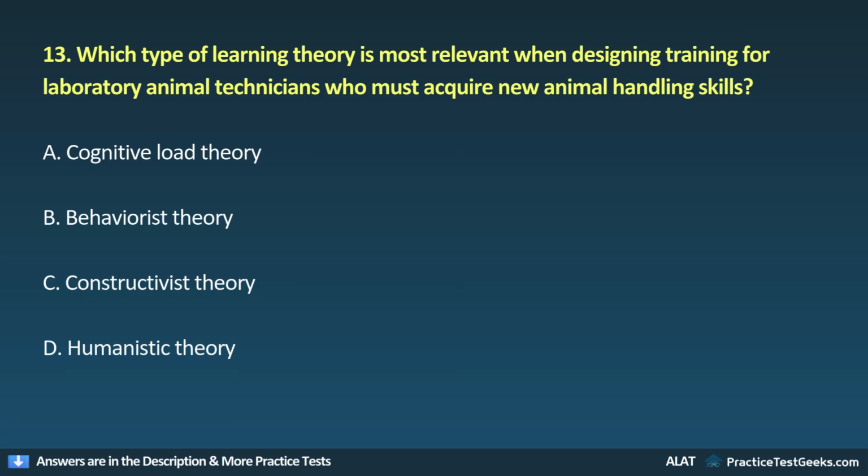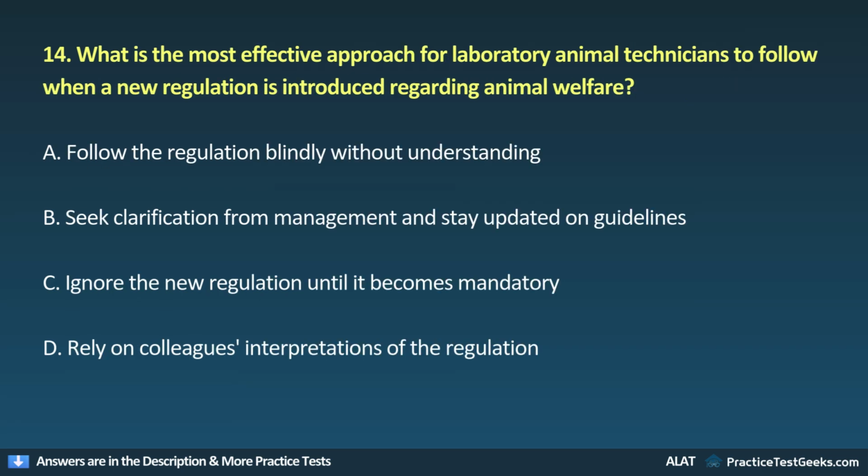D. Humanistic theory. 14. What is the most effective approach for laboratory animal technicians to follow when a new regulation is introduced regarding animal welfare? A. Follow the regulation blindly without understanding. B. Seek clarification from management and stay updated on guidelines. C. Ignore the new regulation until it becomes mandatory. D. Rely on colleagues' interpretations of the regulation.